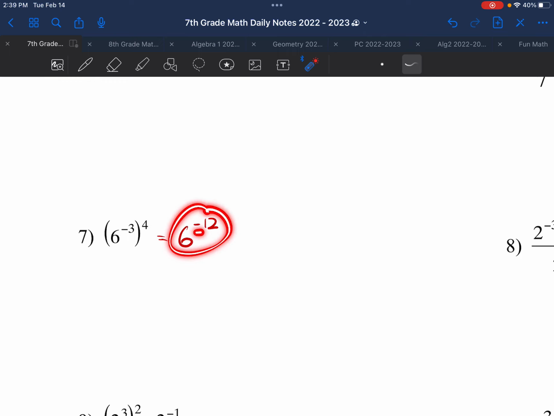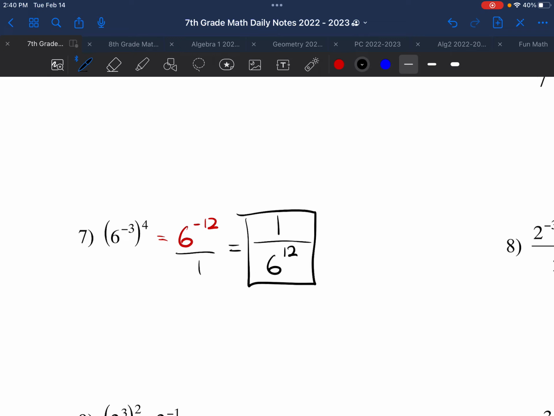We are not done because we have a negative exponent, which means I need to flip. Right now, this is the same thing as divided by 1. I'm going to flip this 6 to the power of negative 12 into the denominator, and this is going to be 6 to the power of positive 12 in the denominator. What's left over in this top? Nothing. So if there's nothing, you assume it's 1. You still have to have a fraction. And there's our final answer, which we will then box.